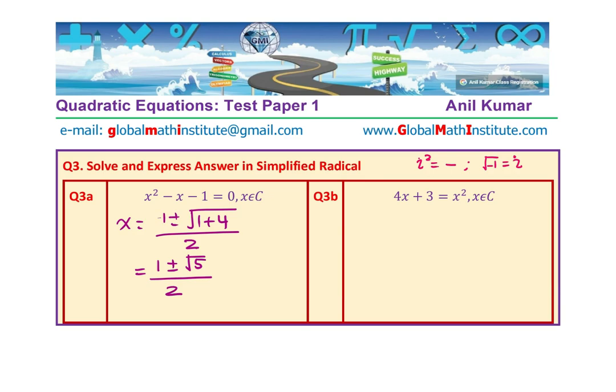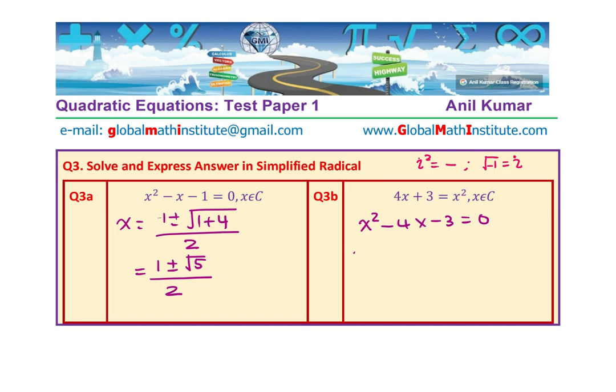Next one. 4x plus 3 equals x squared. We can bring all the terms together. x squared minus 4x minus 3 equals 0. And now 3 is 3 times 1. But in this case, it is negative 3, right? So it cannot be factored. So we have to use the quadratic formula.